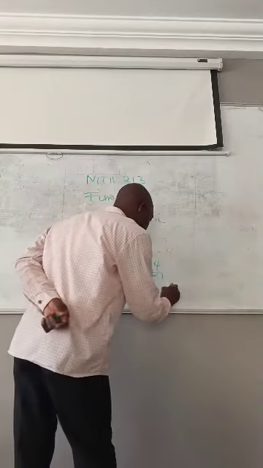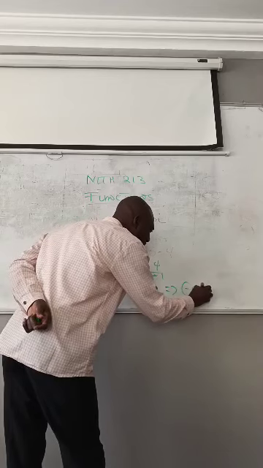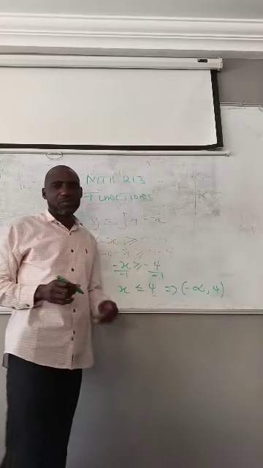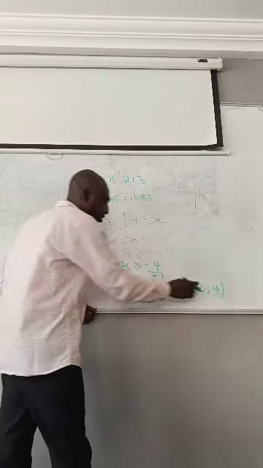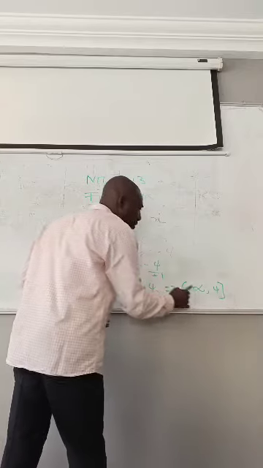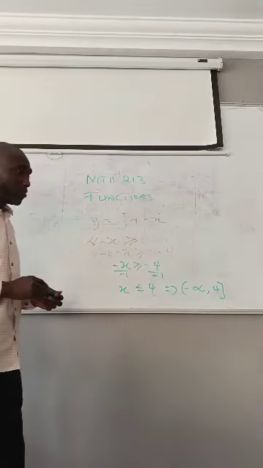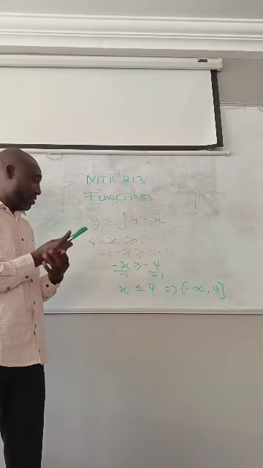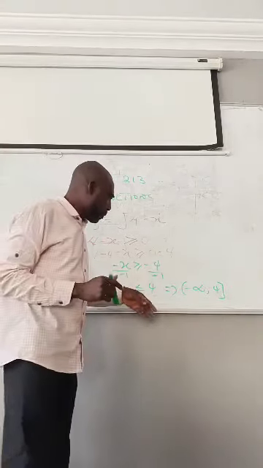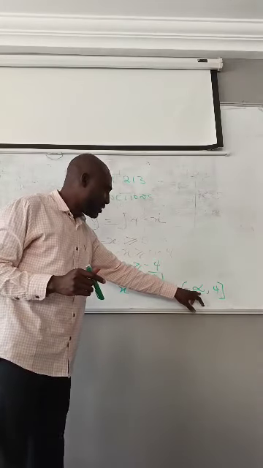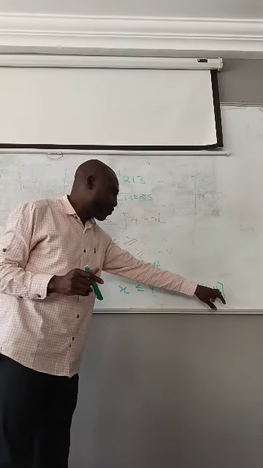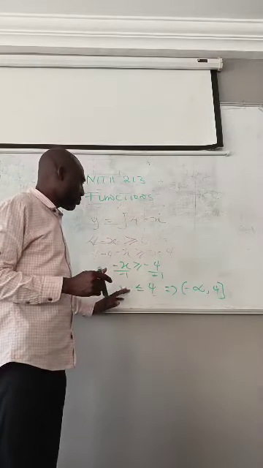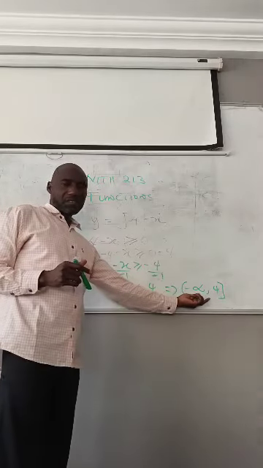Therefore, you can write this as minus infinity to 4 in set notation. The 4 is inclusive, but minus infinity is not inclusive. In fact, minus infinity is not a number. So minus infinity to 4 inclusive, because we have equality. So this is the solution. The domain of this function is this.